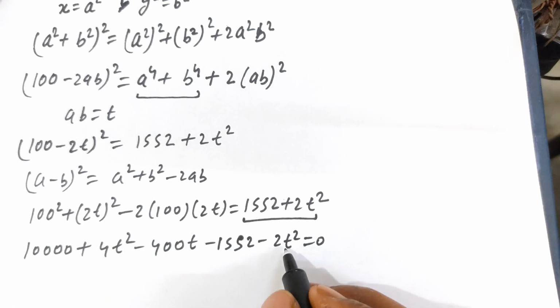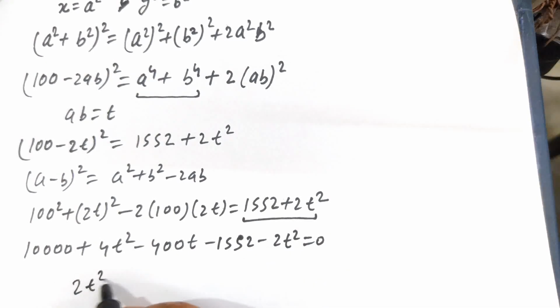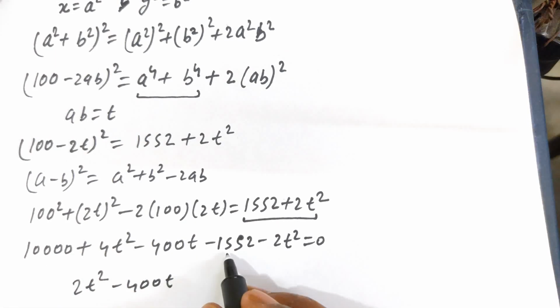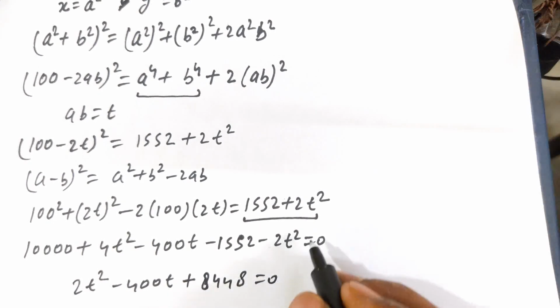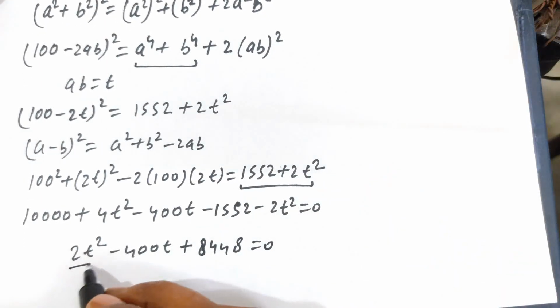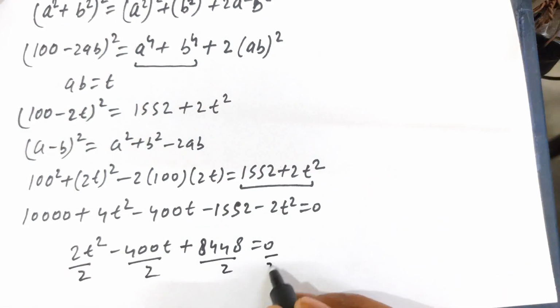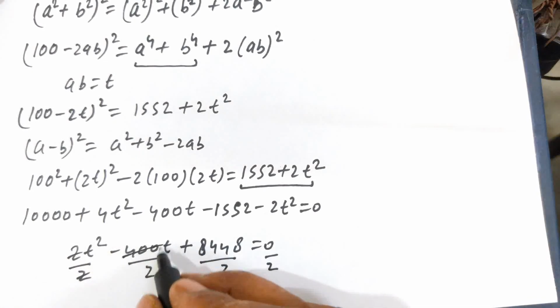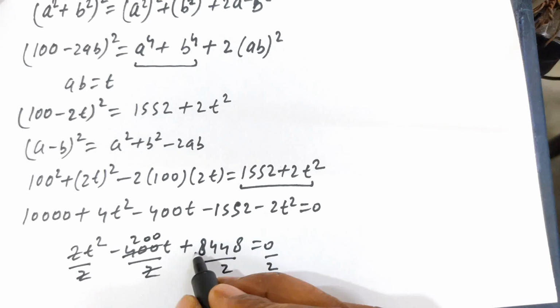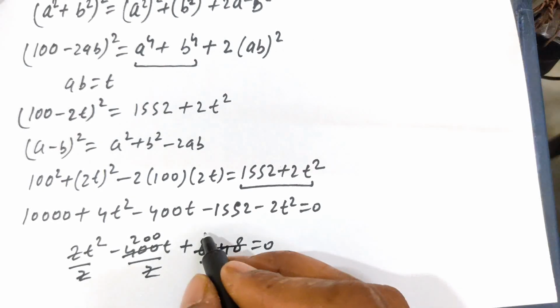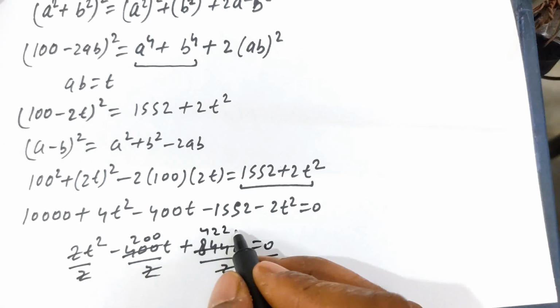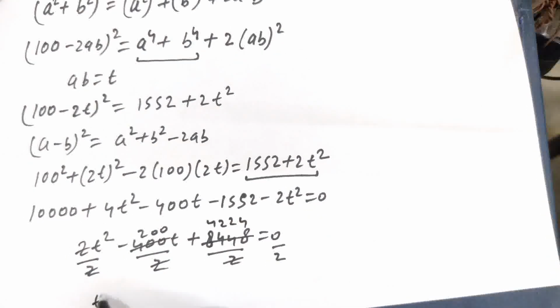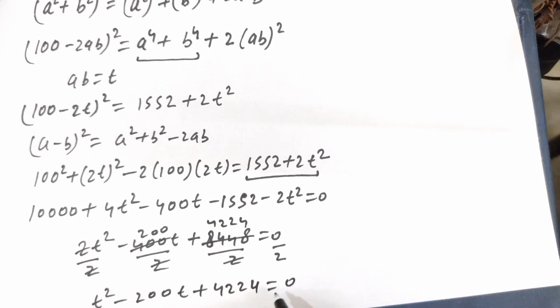Now 4t² minus 2t², that is 2t², and here minus 400t, and 10,000 minus 1558, that is plus 8448, and this is equal to 0. Now if we divide both sides by 2, then this 2 and this 2 cancel out, and 400 divided by 2 gives 200, and 8448 divided by 2 gives 4224. Then t² minus 200t plus 4224 is equal to 0.